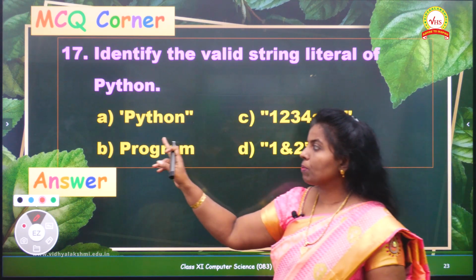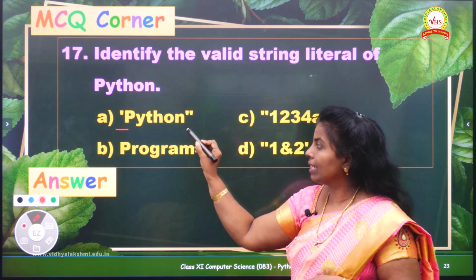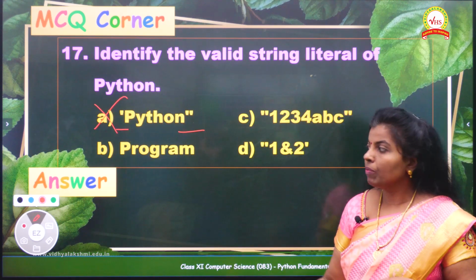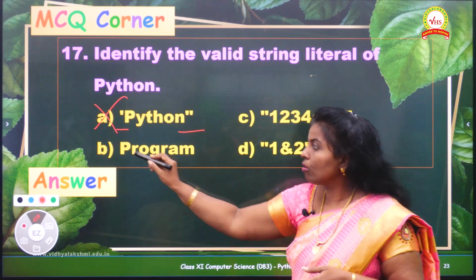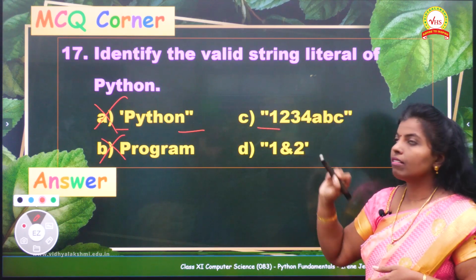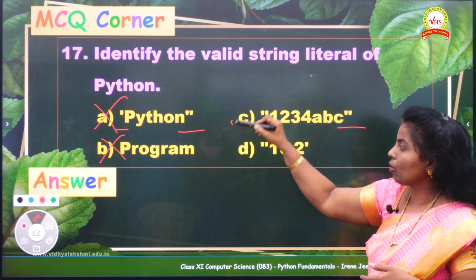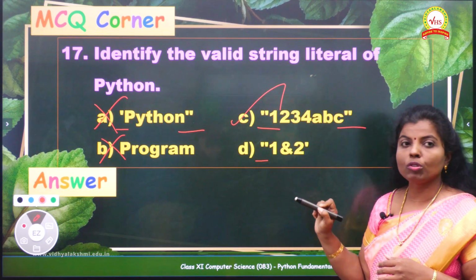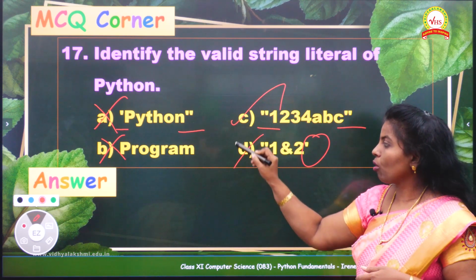If you see the first option, option A, it begins with a single quote, but it ends with a double quote. So this is not going to be the correct option for us. Option B is not surrounded within any quotes. So this is also not going to be the correct option for us. And option C starts with double quotes and ends with double quotes. So this is going to be the correct option for us. And option D starts with a double quote but ends with a single quote. So this is not going to be the correct option for us.